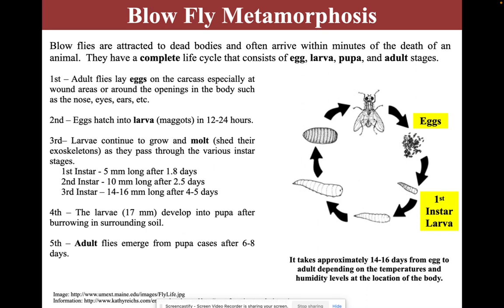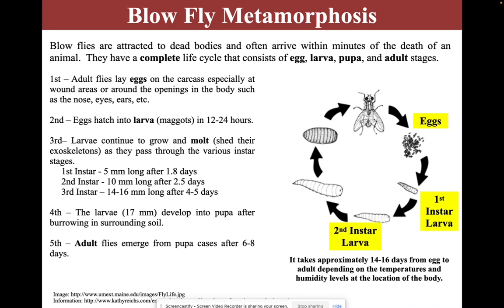So the larvae continue to grow and molt. Molt is when they shed their exoskeletons. Spiders do the same thing. So as they pass through their various instar stages, the first instar stage is the one shown when they'll be 5 millimeters long, and that's after about 1.8 days, almost 2 days. So you have the eggs hatch within 12 to 24 hours. That's 1 day. And then after 1.8 days, you're going to have the maggots that are about 5 millimeters long in their first instar stage.